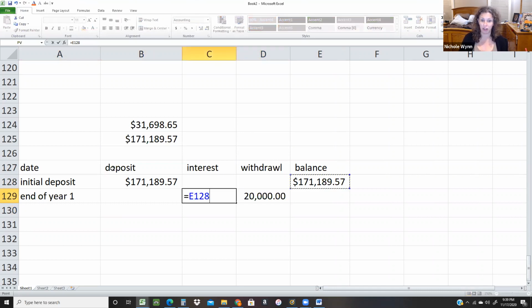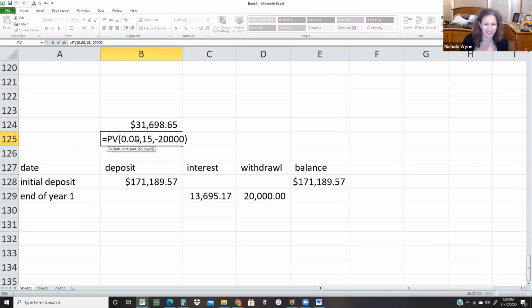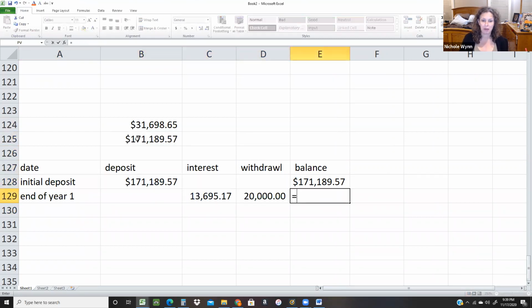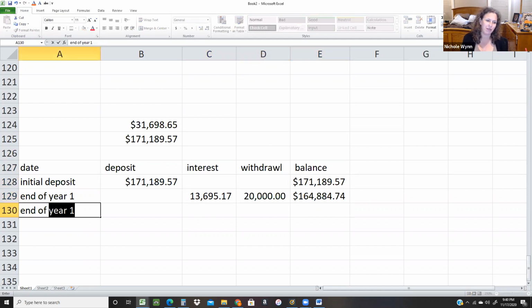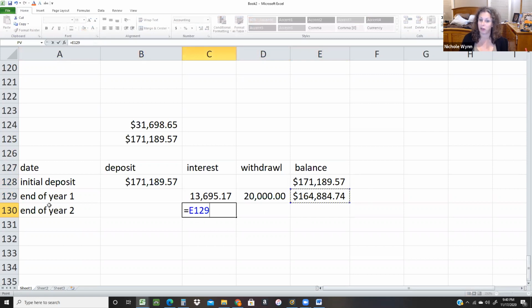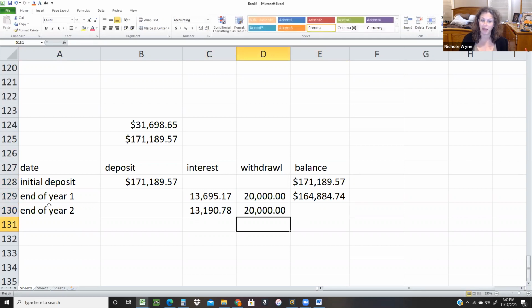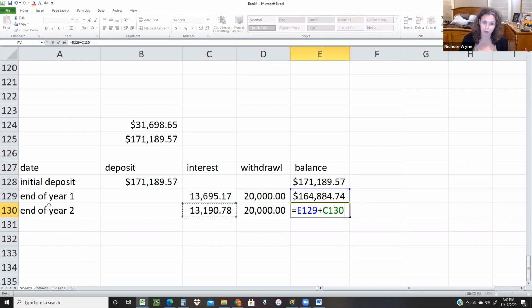But it's going to earn interest at, no idea, 8%. Is that what it was? Yep, it was 8%. Okay. So at the end of the year, the balance is going to go up by 13, but down by 20. So at the end of year one, your balance only drops by like 7 grand, even though you pulled out 20, because it earned interest. So at the end of year two, you're going to earn interest on 164 at 8% for the whole year, but you're still going to withdraw 20,000. And so it's going to go up by this and down by this.